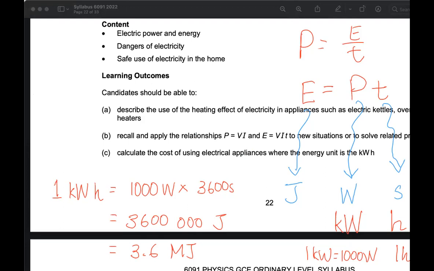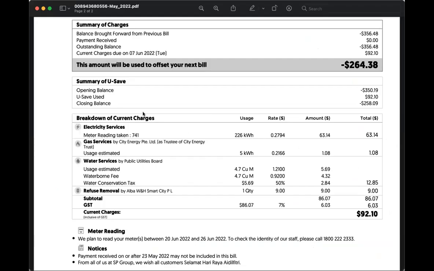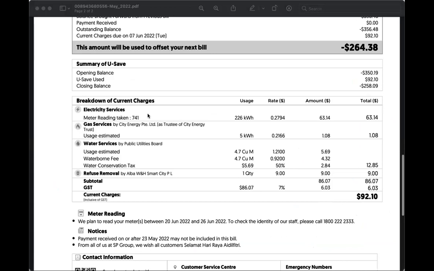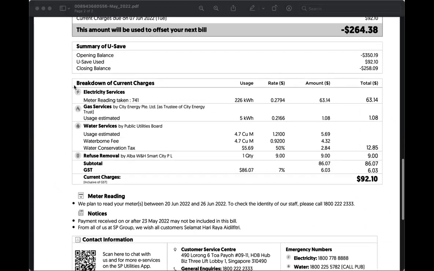Okay, let me show you my view. Can all of you see this view? Okay, we just focus on one thing only. We look at electrical services.